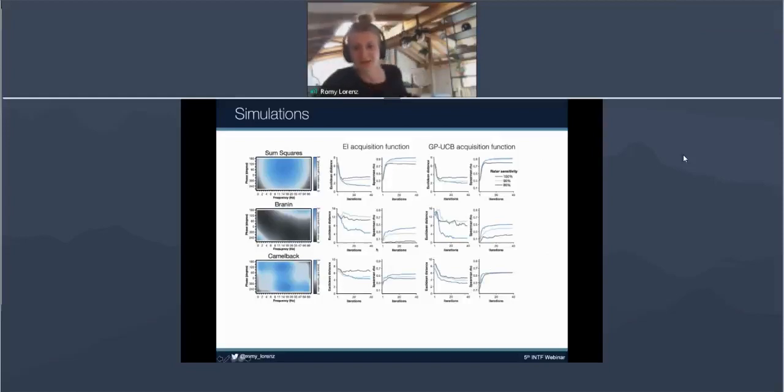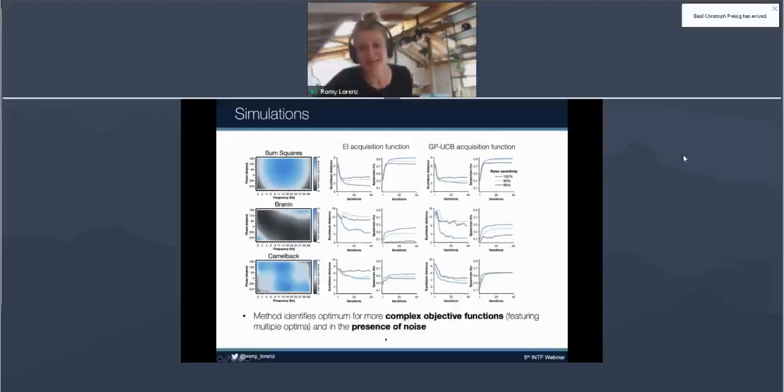Oh, okay, I think I need to wrap up. Anyway, what I want to say with this is that the method identifies optima for more complex objective functions and also in the presence of noise. So we're also modeling this across different rate sensitivities.